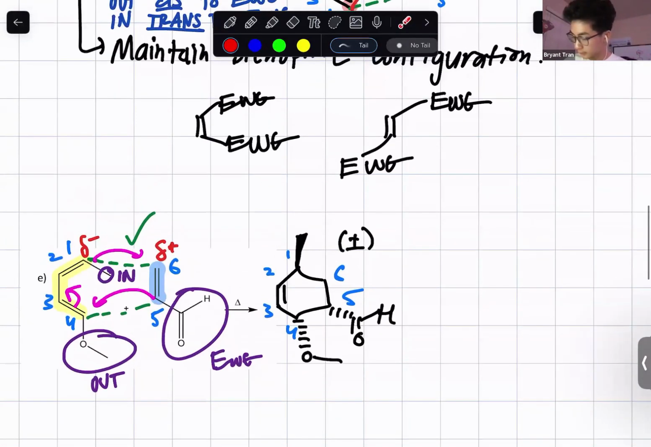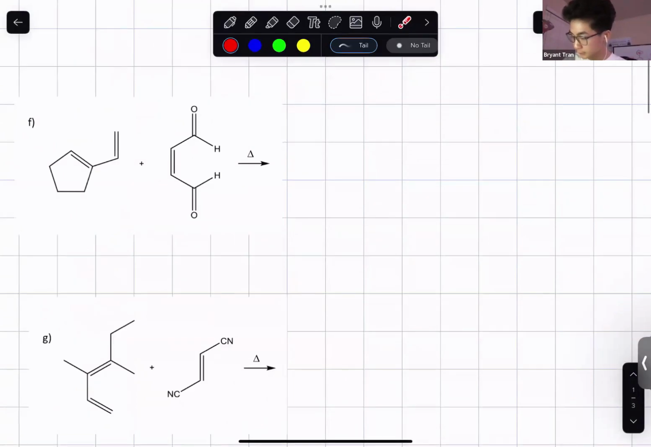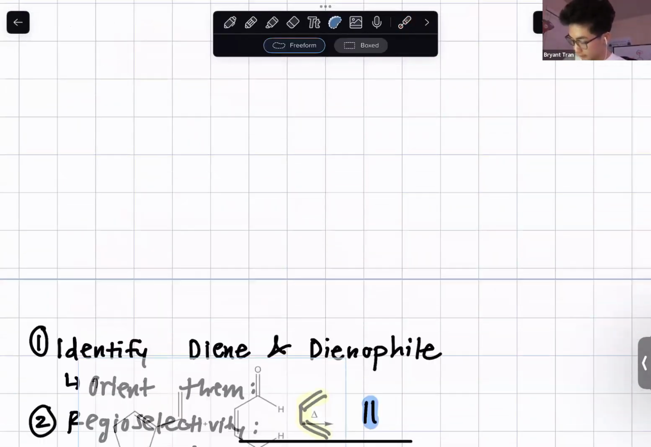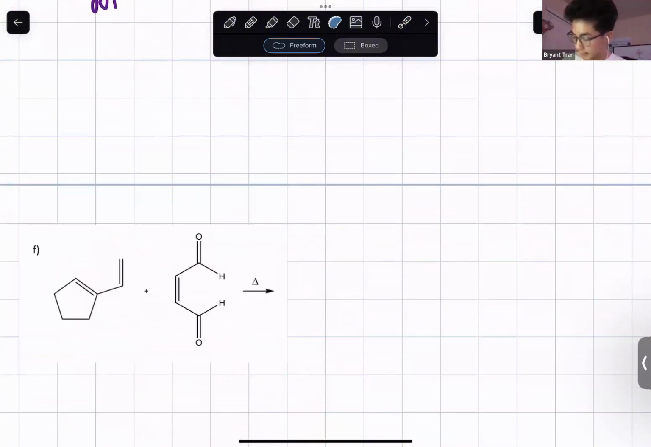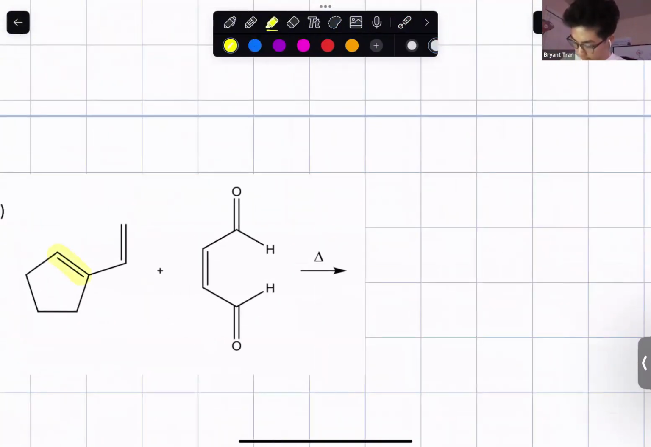Okay. Let's move on to the next one, which is this one right here. Let's do the same process. First step, identify the diene and dienophile. This is our diene. This is our dienophile.